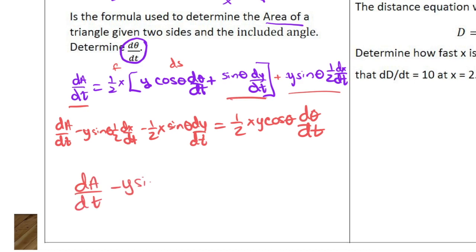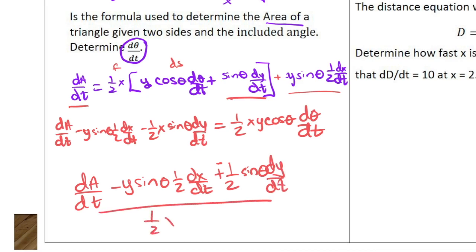So for this problem, we had a triple product rule. But as you can see, as long as you declare what's first and what's second, you can find your derivative with little trouble at all. And we now know dθ/dt.